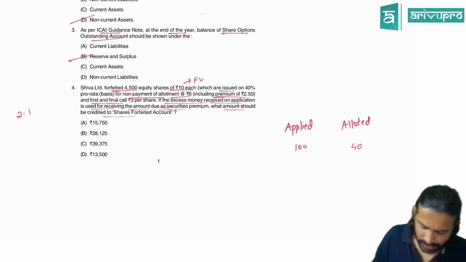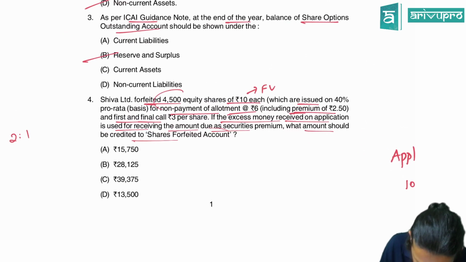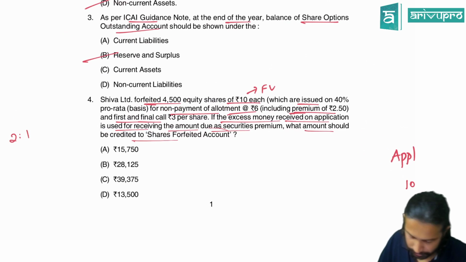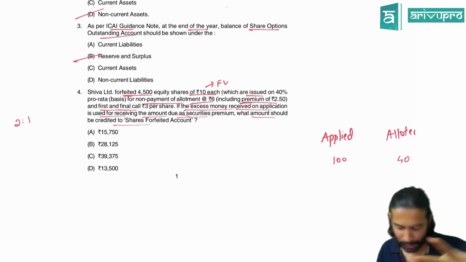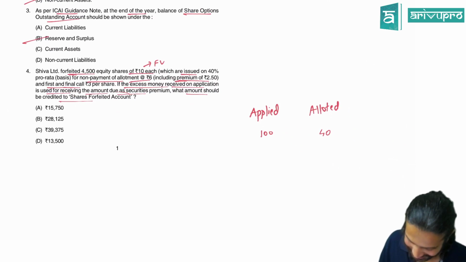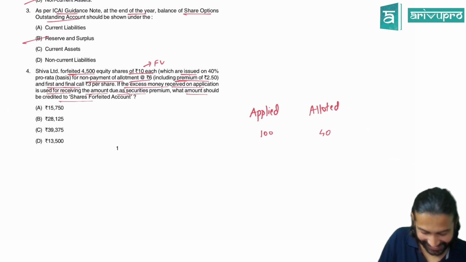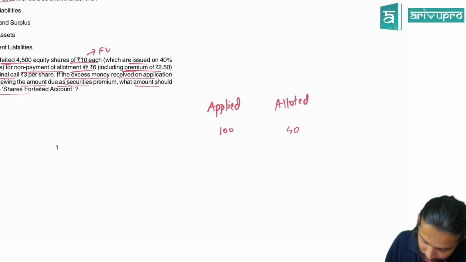Okay. So let's decode this. How many shares did we forfeit? 4,500. But hang on, somebody is already answering. 15,750. Vineet is in full josh. Unfortunately, the answer is wrong, sir. Okay, good, you're trying. Let's work it out. No worries. You should try.